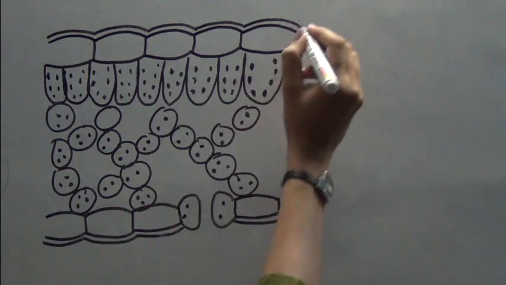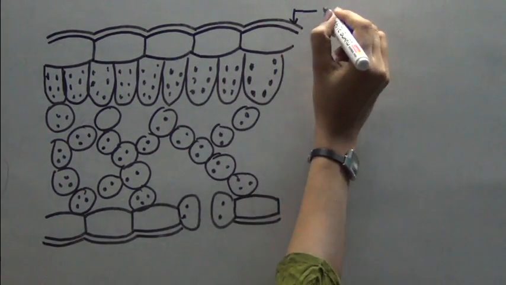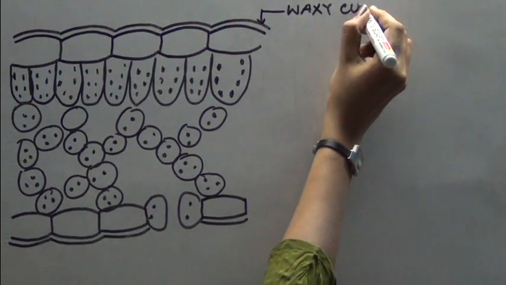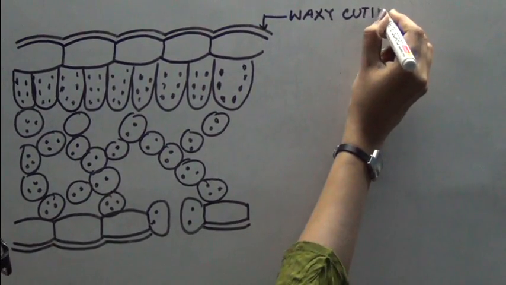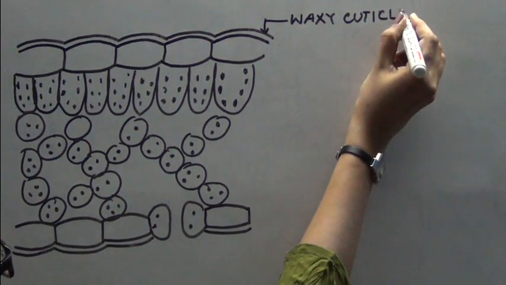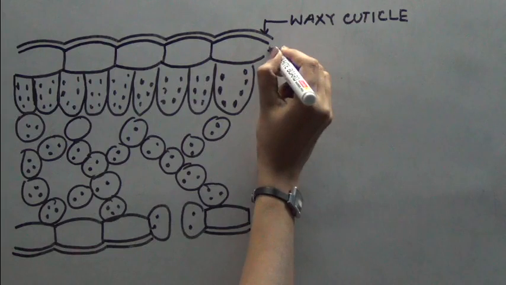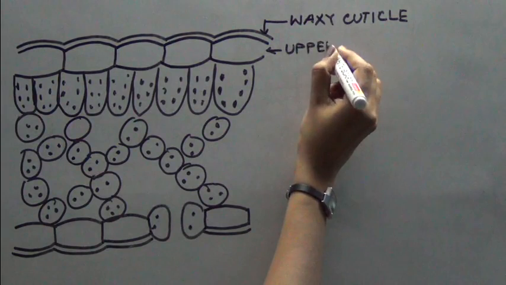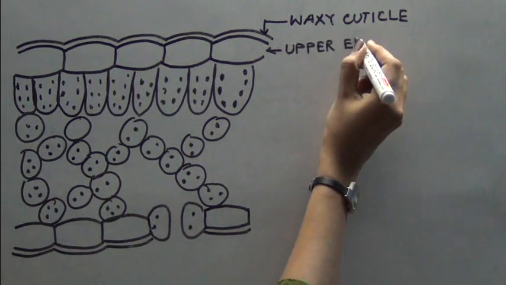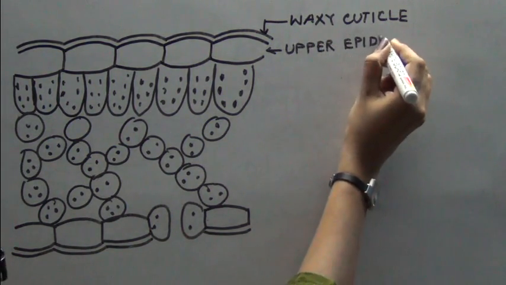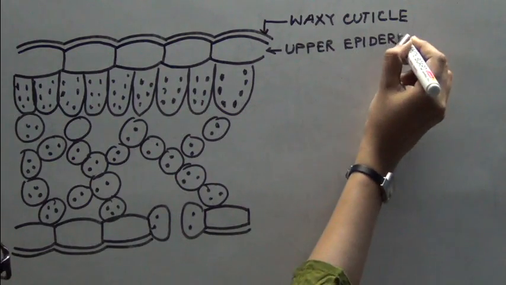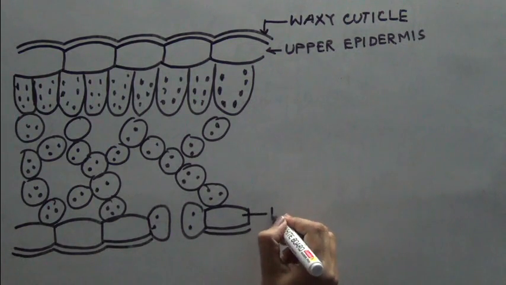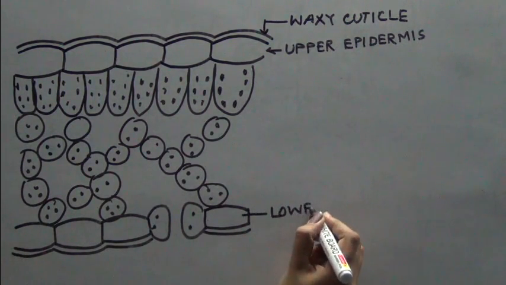Now let us do the labeling. This is the waxy cuticle. Note the spelling: cuticle. This represents upper epidermis. Epidermis is spelled E-P-I-D-E-R-M-I-S. This is the lower epidermis.